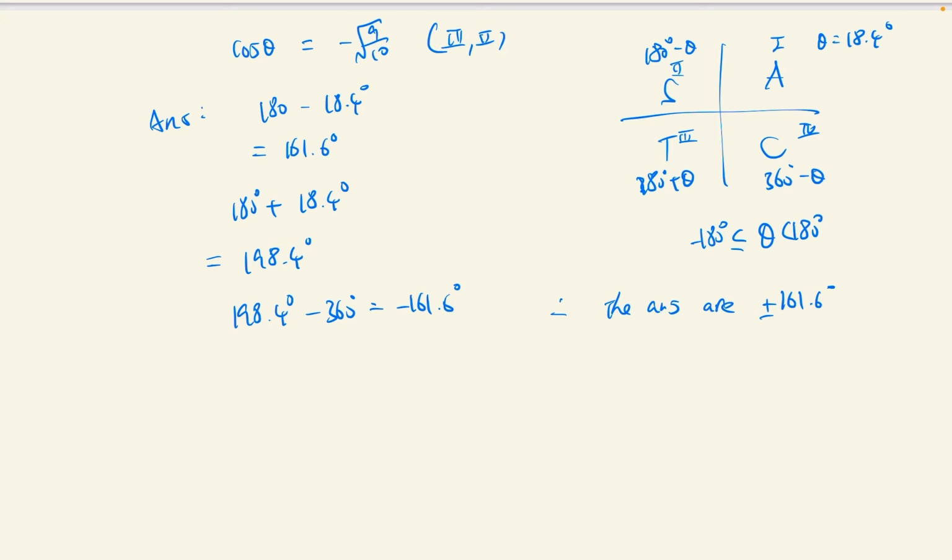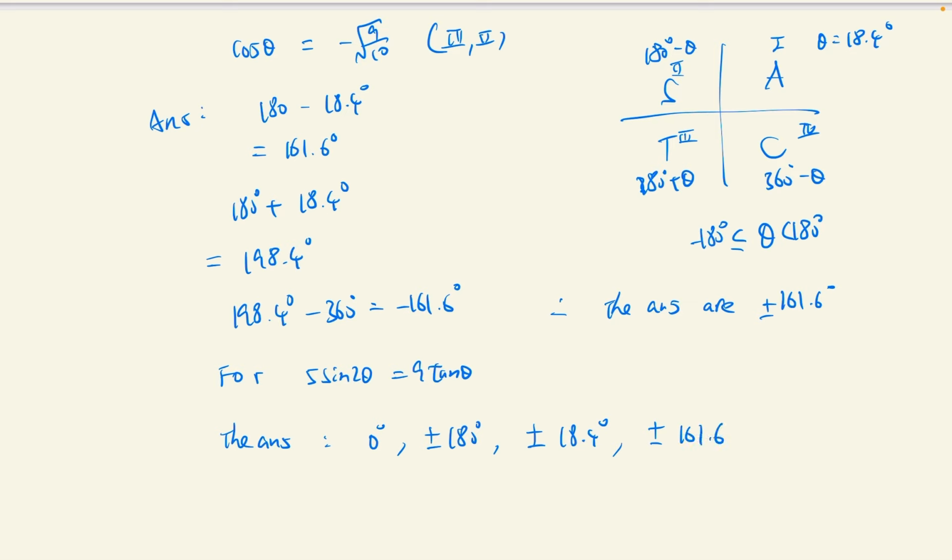So to sum up, for the equation 5 times sine 2 theta equal to 9 tangent theta, the answers are 0, plus or minus 180 degrees, plus or minus 18.4 degrees, and plus or minus 161.6 degrees. Okay, that's it for 6A. See you guys.